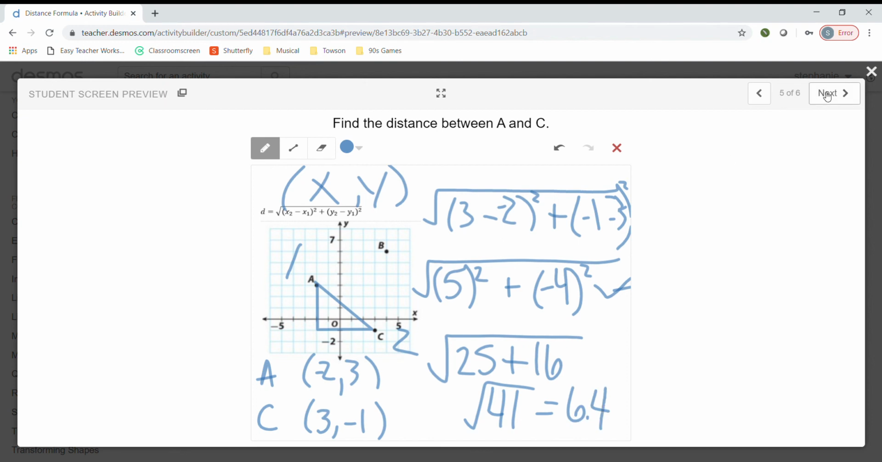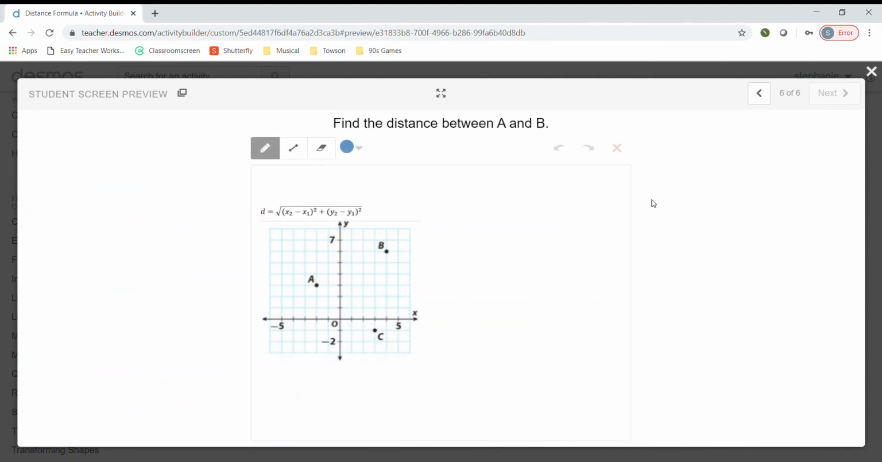All right, we have one more. Now we're going to find the distance between A and B. Actually, let's use the straight line tool. Okay, so there's A and B. Let's use A as point 1, B as point 2. So we have A and we have B. Remember, sorry, we've been using C the last couple times, so I put C. Remember, it is always X, comma, Y is the order. So x2, we're looking at B, so let's find my X and Y for B.